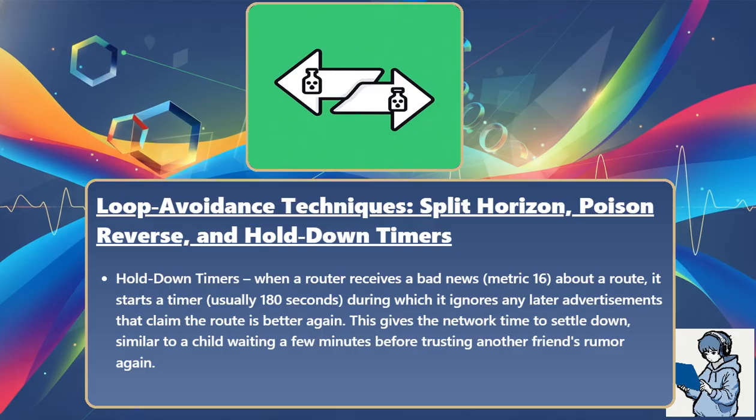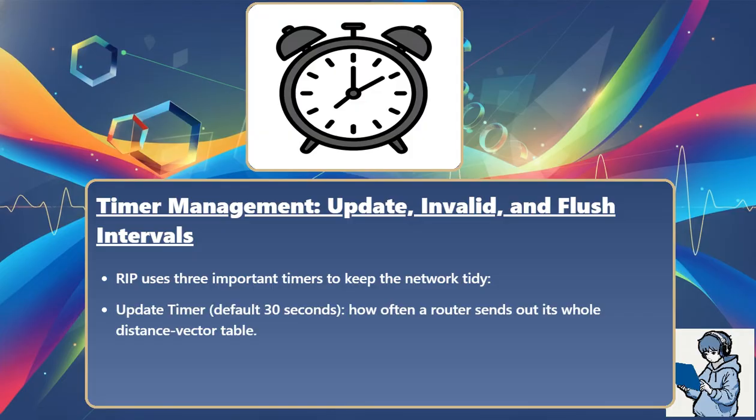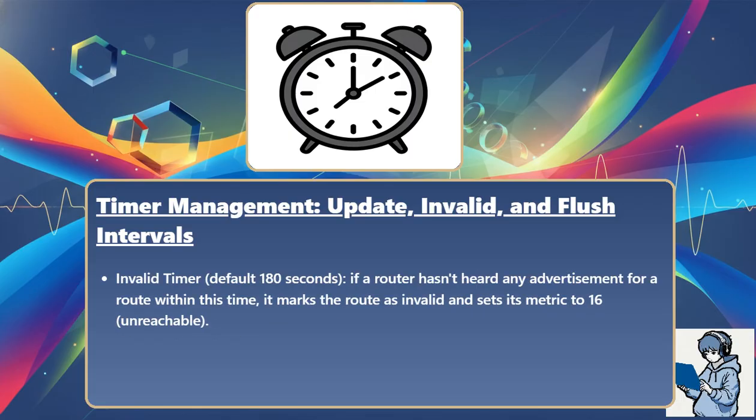This gives the network time to settle down, similar to a child waiting a few minutes before trusting another friend's rumor again. RIP uses 3 important timers to keep the network tidy. Update timer, default 30 seconds, describes how often a router sends out its whole distance vector table. Invalid timer, default 180 seconds, means if a router hasn't heard any advertisement for a route within this time, it marks the route as invalid and sets its metric to 16, unreachable.